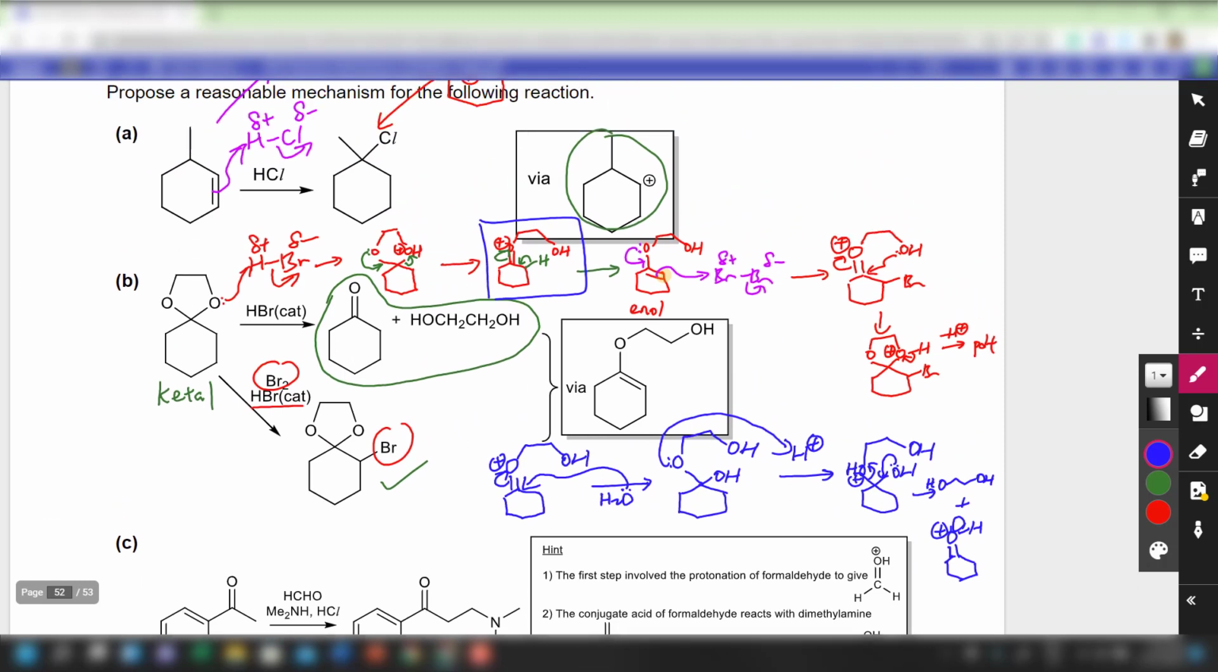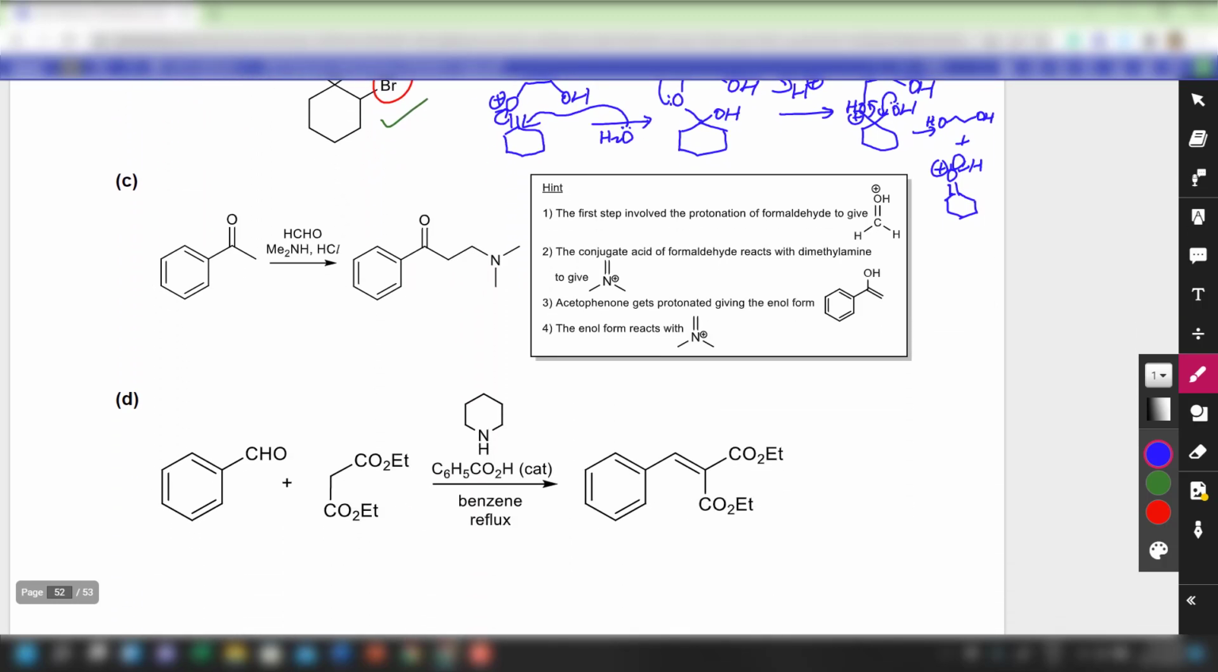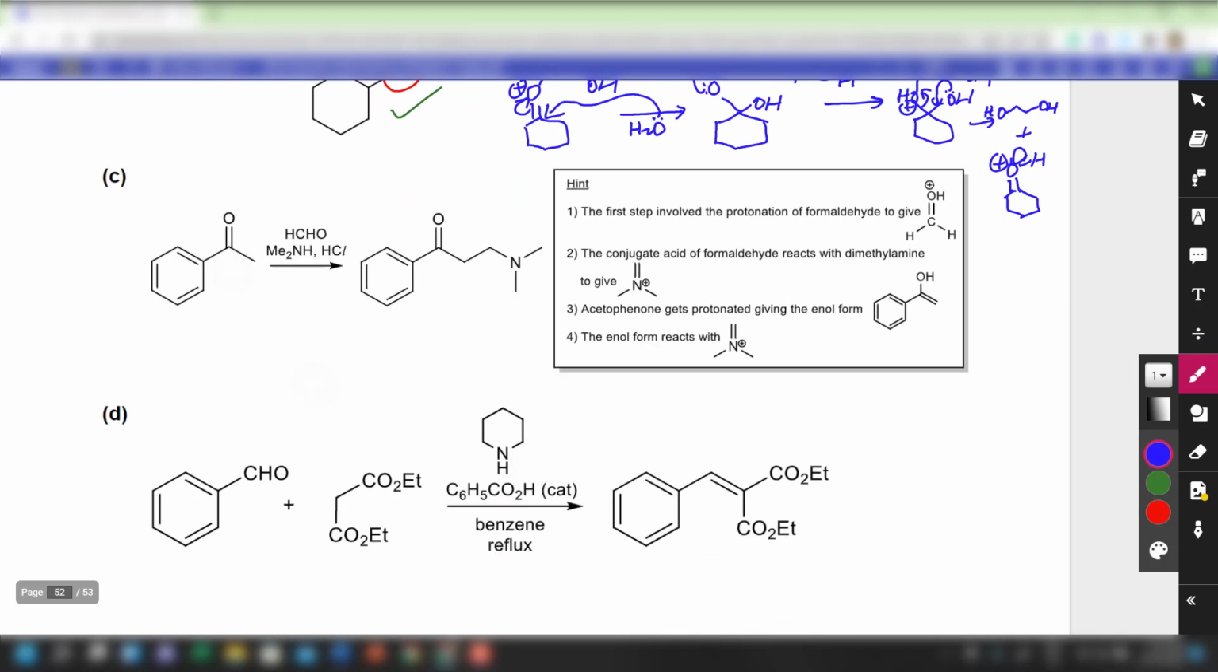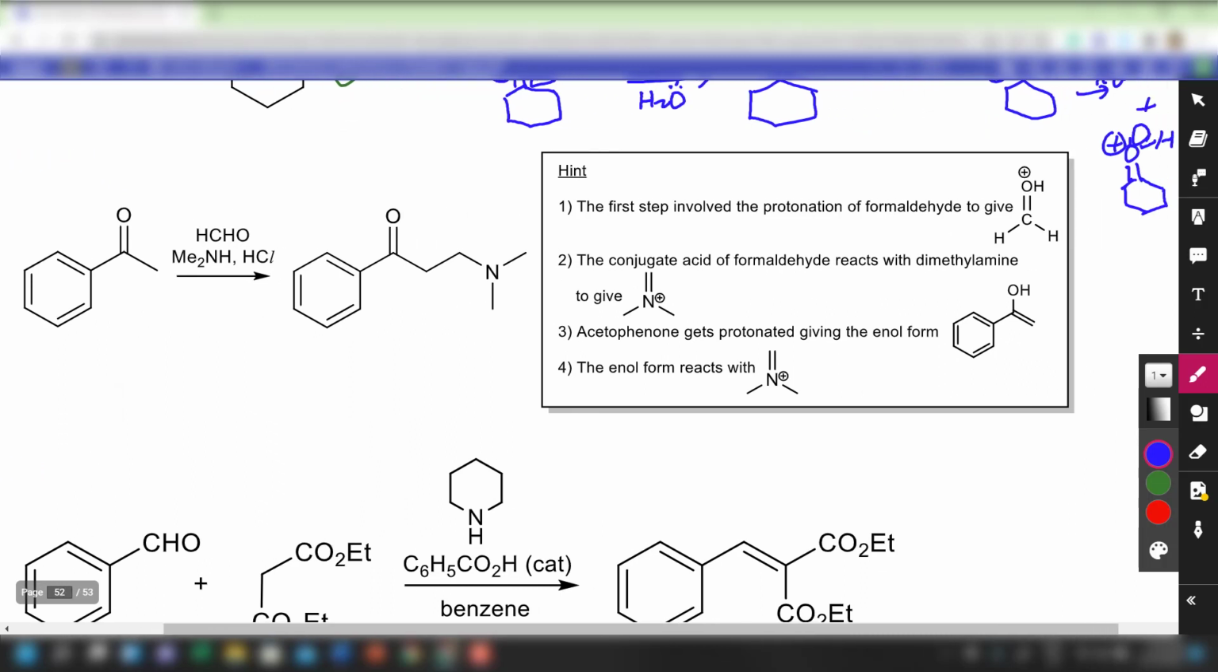So that's how the whole mechanism works for part B. I hope you are okay with this mechanism. Part C onwards, C and D, is actually a little bit more complicated, so I will need a little bit more time to discuss. But of course you are given a bit of hints here.